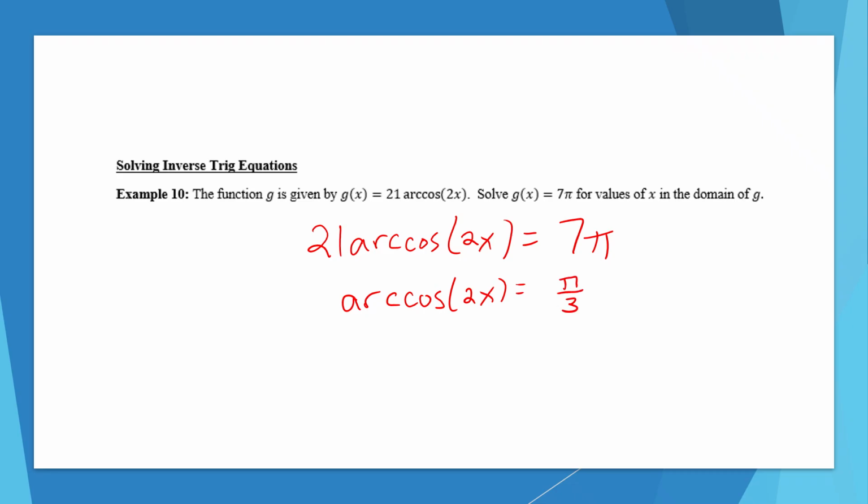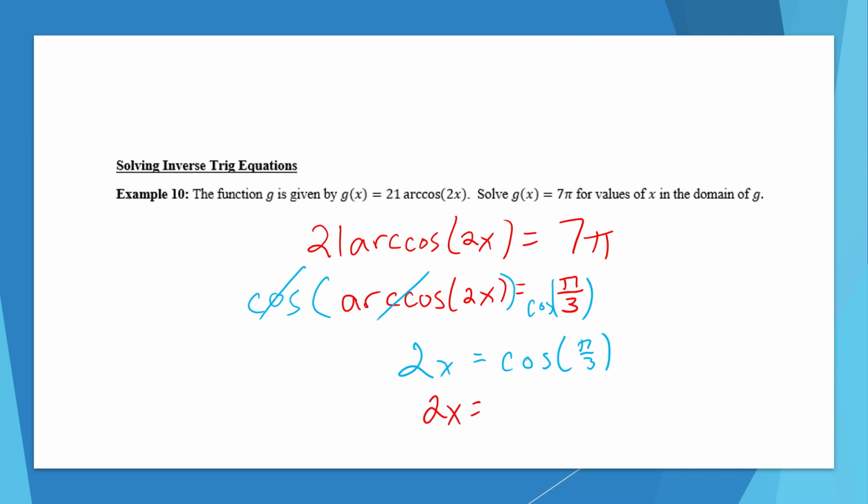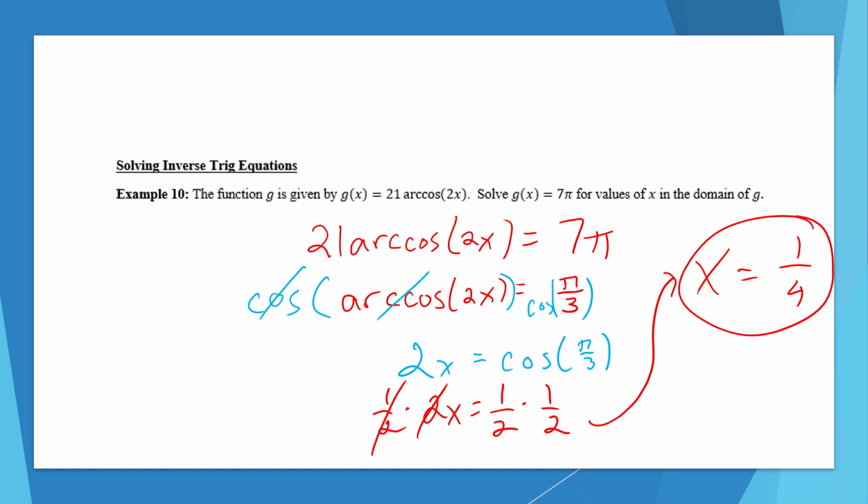Now what we're going to do, and this is what tricked a lot of students on the quiz, is we're going to take cosine of both sides. This will cancel out with the arc cosine, and we get 2x equals cosine of pi over 3. Once you have that, cosine of pi over 3 from the unit circle is 1/2. And then remember to not mess up your algebra. Here we're multiplying both sides by 1/2 again to cancel out the 1/2 and the 2 to get x equals 1/4. This should be our answer for example number 10.